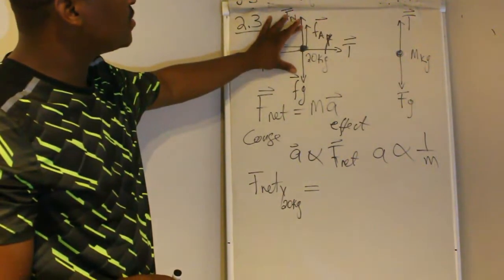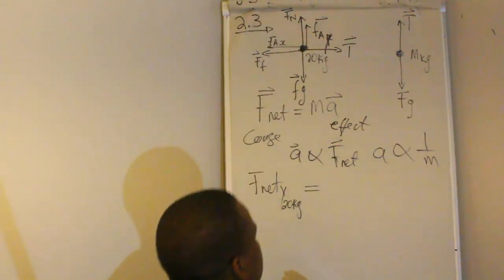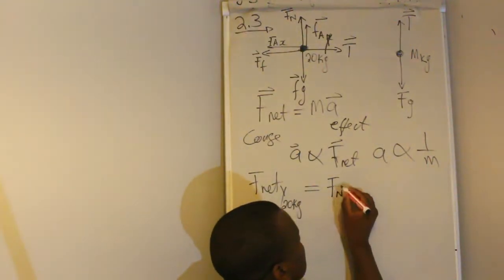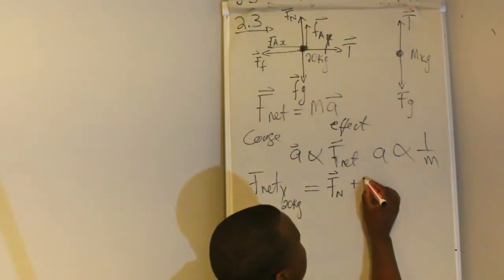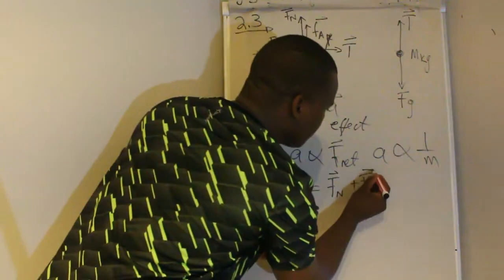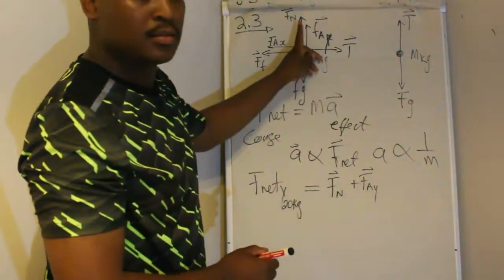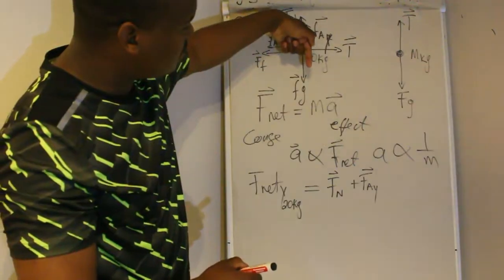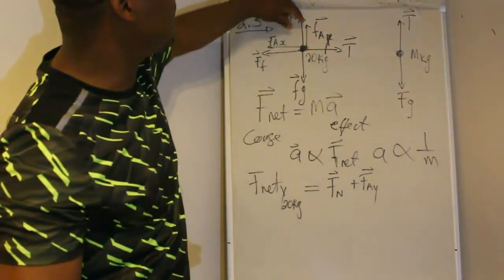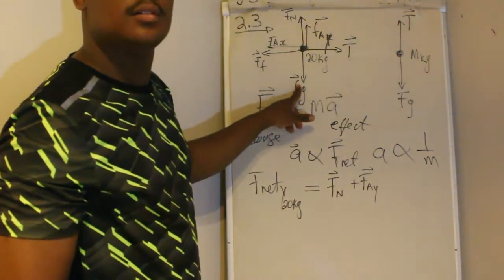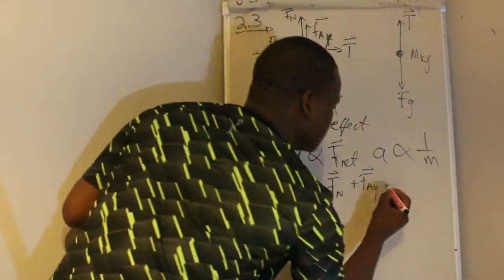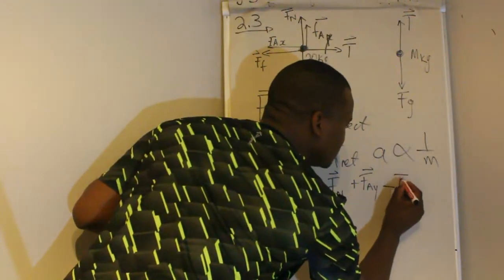You add these forces. So you say, okay, we have the normal force Fn plus Fa, the force applied in the y direction. These two are going upwards and this one is going downwards, which means they have different directions. So if you make these two positive, this one will be negative because it's going in the opposite direction. This one is negative, which is Fg.